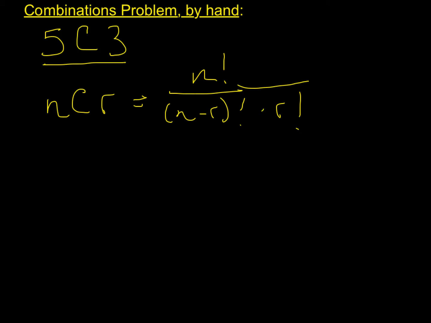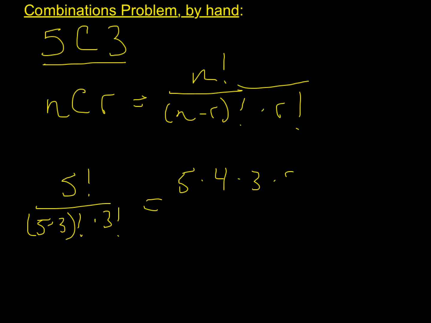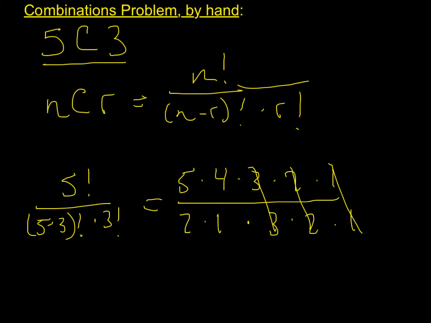So if we fill in our numbers, we had 5 factorial over 5 minus 3 factorial times 3 factorial. Expanding this, we get 5 times 4 times 3 times 2 times 1 over 5 minus 3 factorial, that's 2 times 1, times 3 times 2 times 1. So if we can cancel up and down, we'll cancel these 3. And we can cancel our 2 into our 4. So we're left with 5 times 2 on the top. So we have 10 combinations as opposed to 60 permutations.